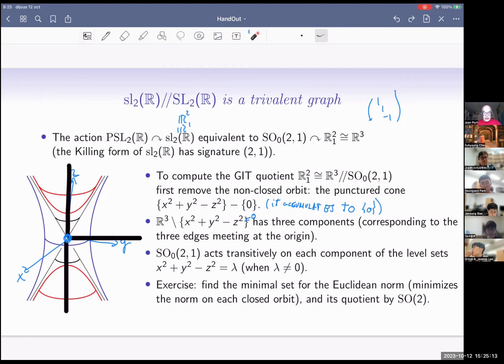And the local structure, to understand the local structure, I take this quotient. So the GIT quotient, one important thing is to remove the non-closed orbits. That's the rule for GIT. That's the rule for GIT quotients. Because this kind of a slice is used every time I want to have a local theorem.